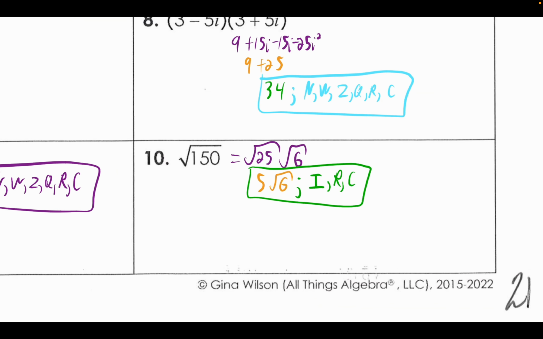Now, if I had a non-perfect square root, if this was like 5i square root of 6, it would no longer be irrational and real. It would only be complex and pure imaginary.